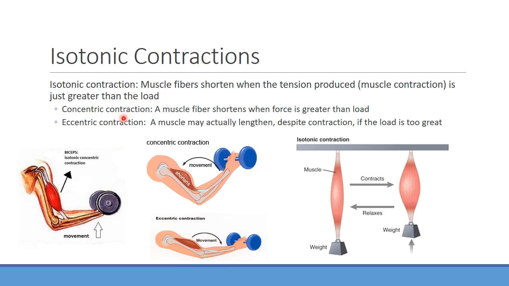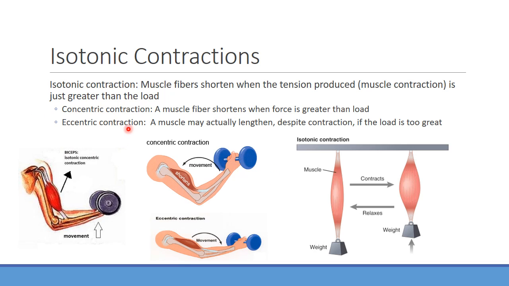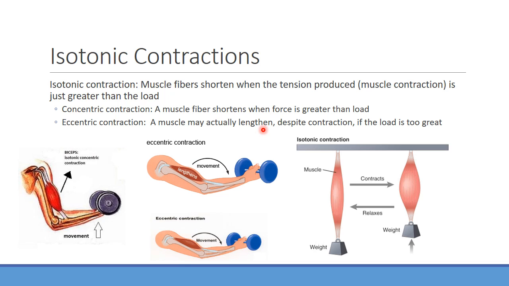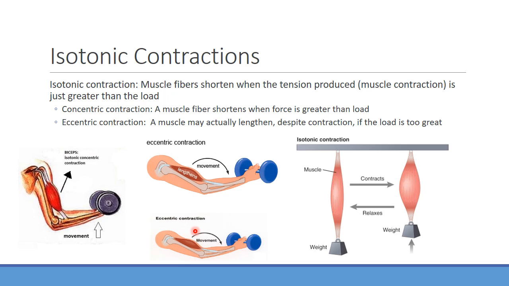You have the concentric contraction, where the muscle fiber shortens when the force is greater than the load, and then you have the eccentric contraction. The muscle may actually lengthen despite that contraction if the load is too great, right? So you see the eccentric contraction here. We're allowing the muscle to lengthen back out, releasing it a little bit. There's still tension there in the muscle.